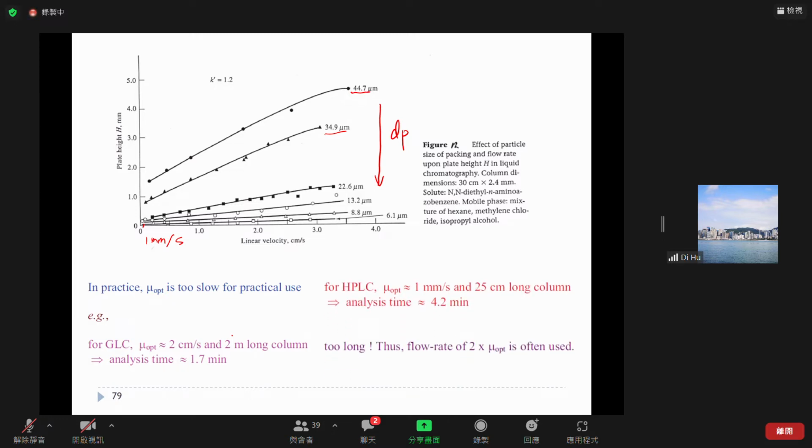But for HPLC, if we're using an optimized flow rate of 1 millimeter per second, even using a 25 centimeter long column, which is normal practice, for the solvent to go through it takes about 4.2 minutes. That is too long, right? So practically, people use at least 2 times the optimized flow rate to do that.